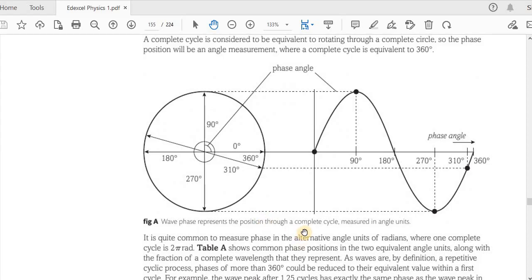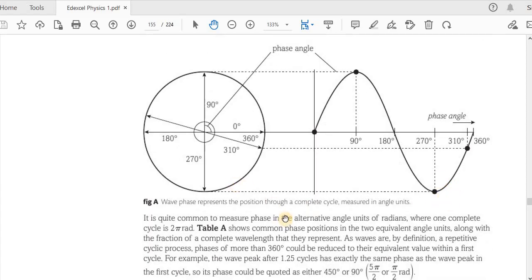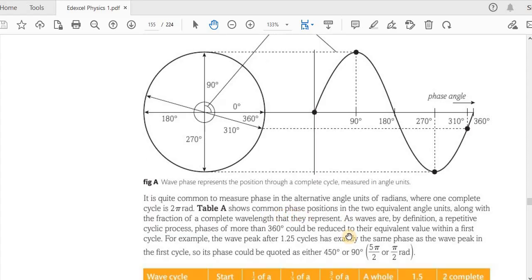Wave phase represents the position through a complete cycle measured in angle units. It is quite common to measure phase in the alternative angle units of radians. We have degree unit and also we have the radian unit, where one complete cycle is 2 pi radians. If you go all the way around, that is 2 pi radians. Table A shows common phase positions in the two equivalent angle units, along with the fraction of a complete wavelength that they represent.